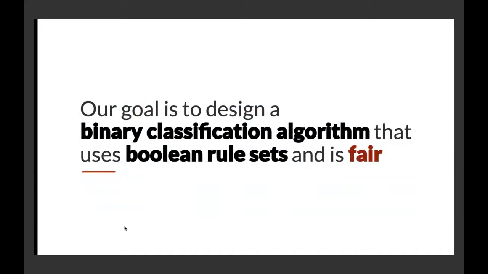Great, so we have our problem, binary classification. We have our interpretable model class. The last question we have to answer is about fairness. And defining what it means to be fair is a really difficult question, and there's a lot of research in the space right now about trying to come up with the best metric for fairness.